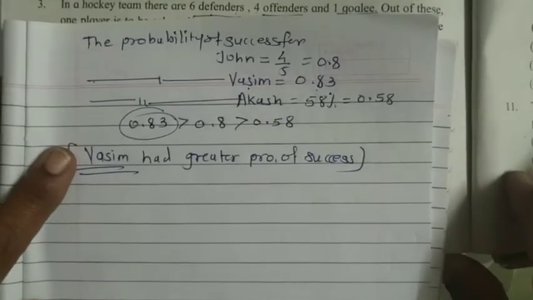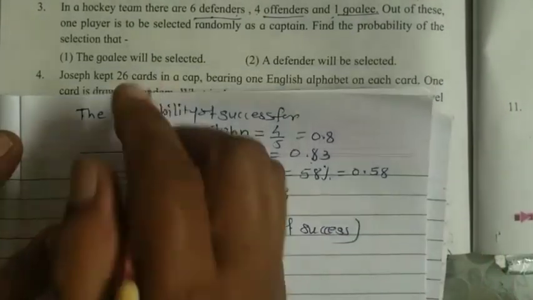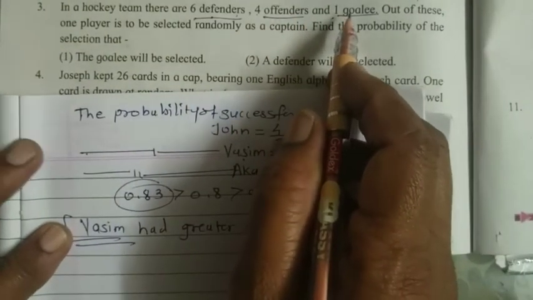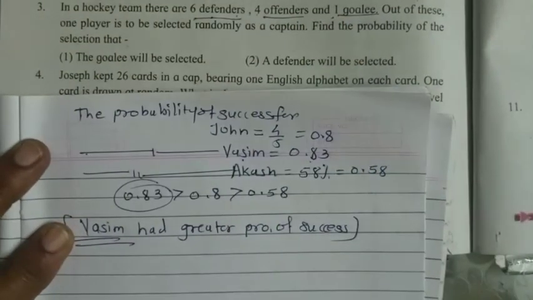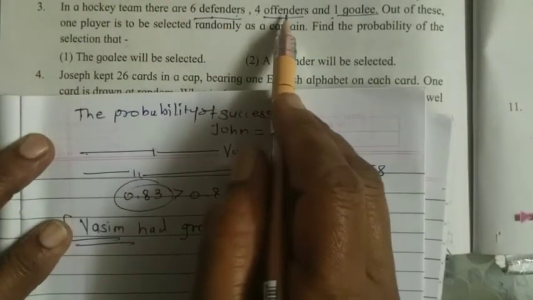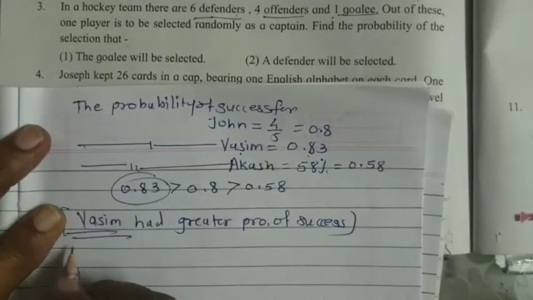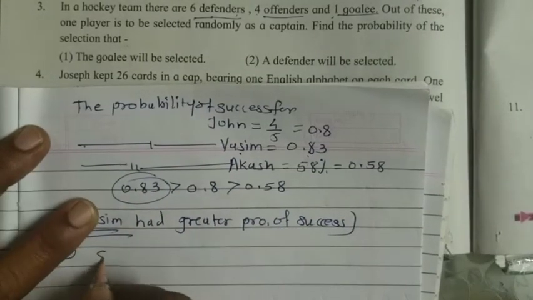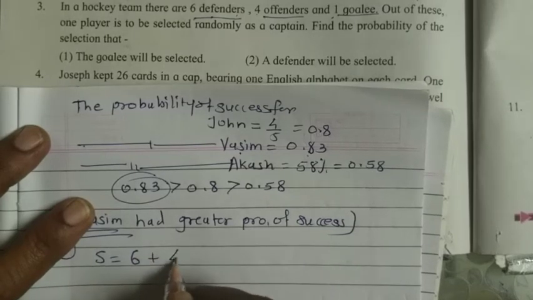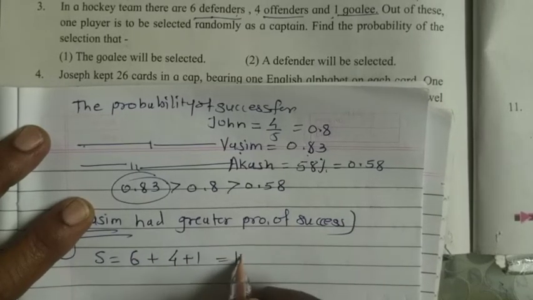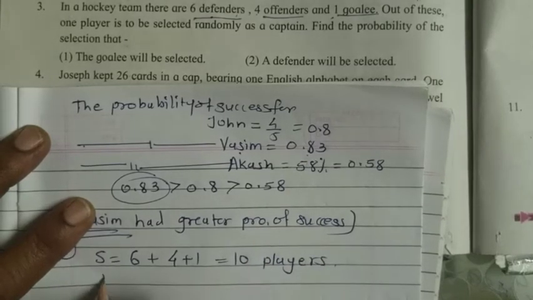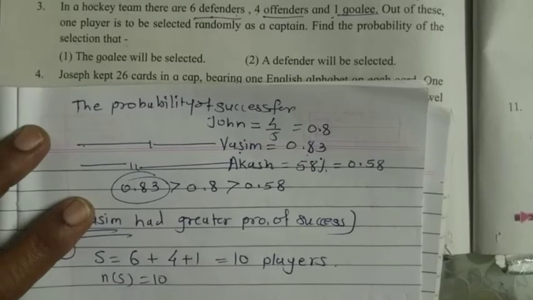Now the question number 3. In a hockey team there are 6 defenders, 4 offenders and 1 goalie. For the sample space of the hockey team we have to add all these: 6 defenders, 4 offenders and 1 goalie. Sample space is equal to the team of players, 6 plus 4 plus 1, that is equal to 11 players. That means number of S is equal to 11.